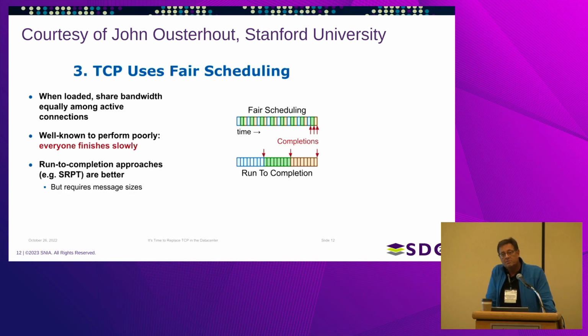And there are other approaches now known. We call them run-to-completion approaches, or SRPT, which are far better. And the Homa protocol that we're proposing here basically works on this. That means you need to understand the message size. That's inherent, obviously, in the Homa protocol, and all of a sudden you know when the message will be delivered, received and processed.